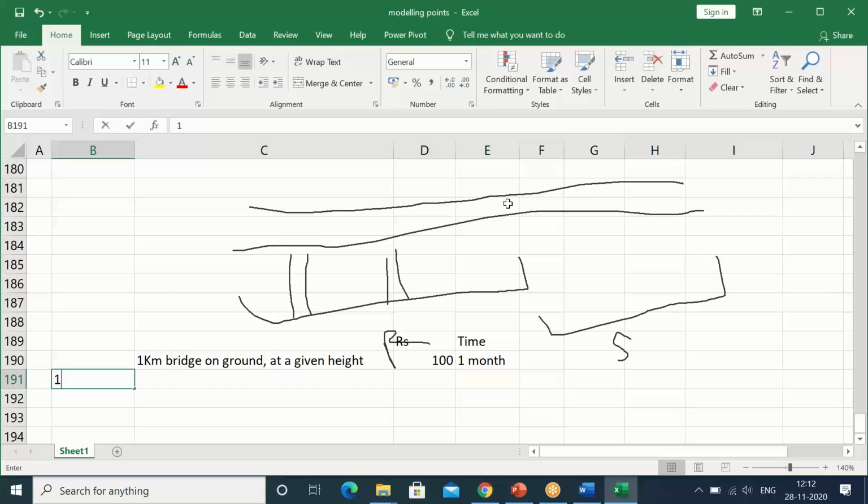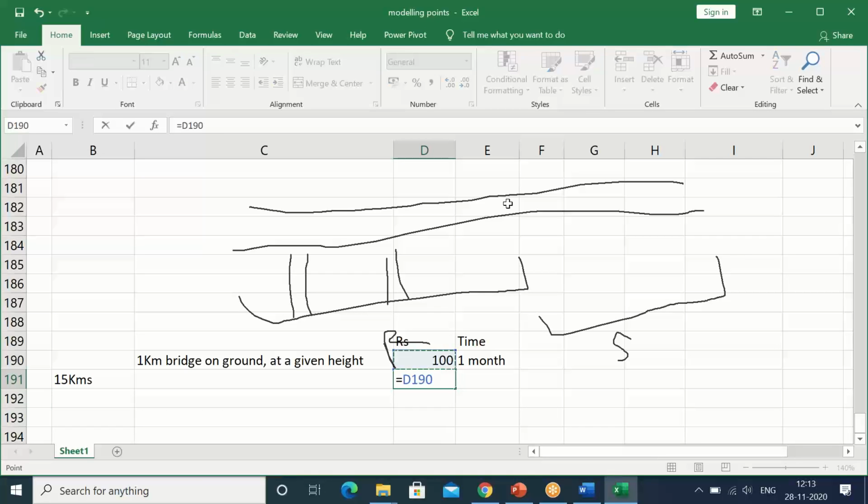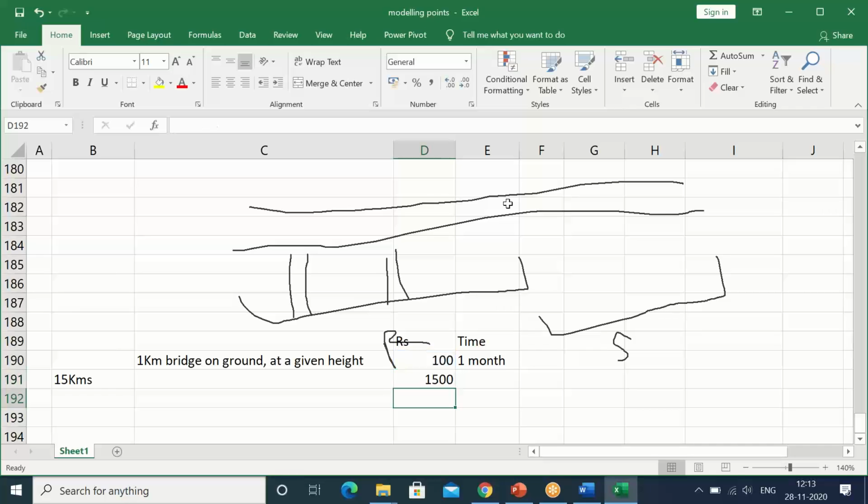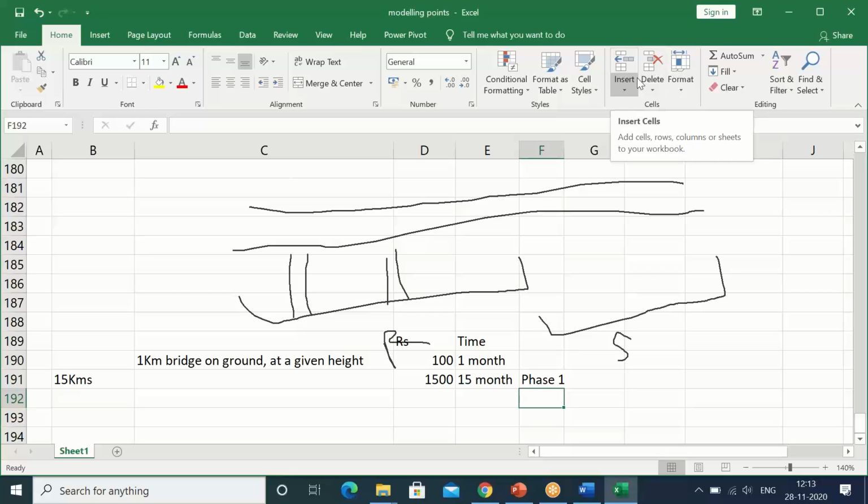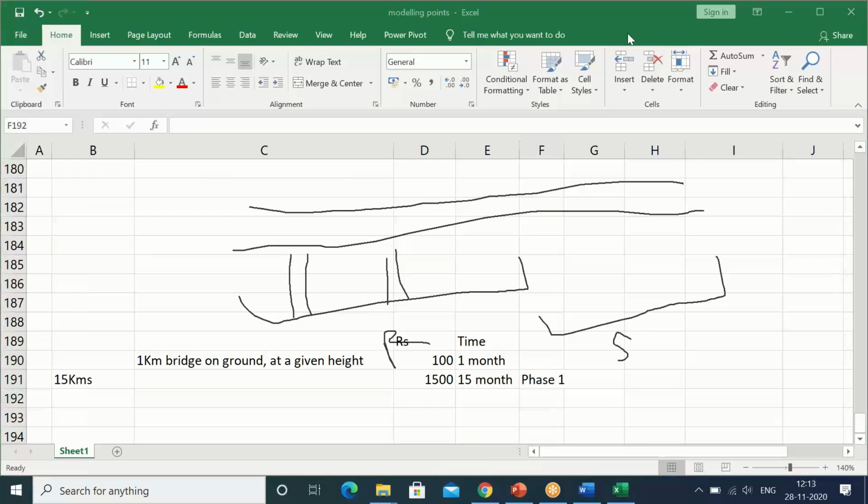Okay. And suppose this total length is, let's say, 15 kilometers, the estimated cost becomes what? This into 15, and estimated time becomes 15 months. And this gives me roughly phase 1's cost and phase 1's time. So pause here, in case there is any doubt, please ask.